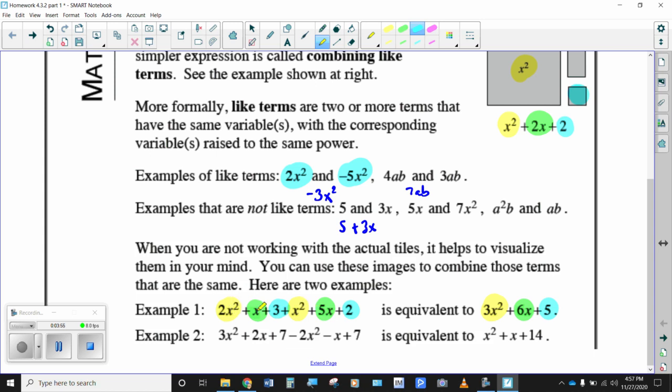So notice how we had 1, 2, 3, 4, 5, 6 different terms in this expression. Well, it's simplified when you have the fewest number of terms you can possibly get, and so 3 is the fewest we can get here.